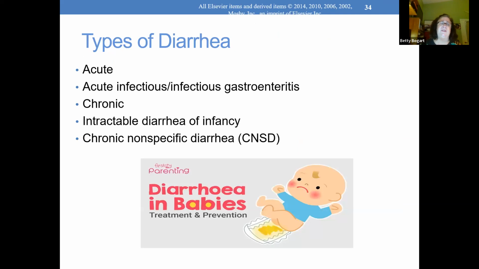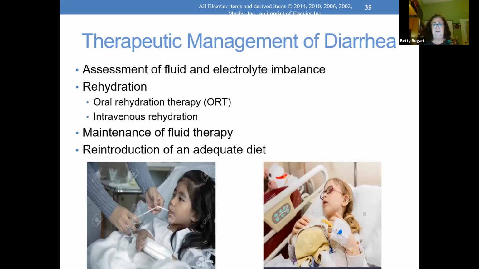Diarrhea can be all types. The most common diarrhea is because of antibiotics. I mean, that's number one that you'll see. It could be due to an infectious gastroenteritis. It could be chronic, or it could be something that happens with children and they're really not even sure why, but some kids do.